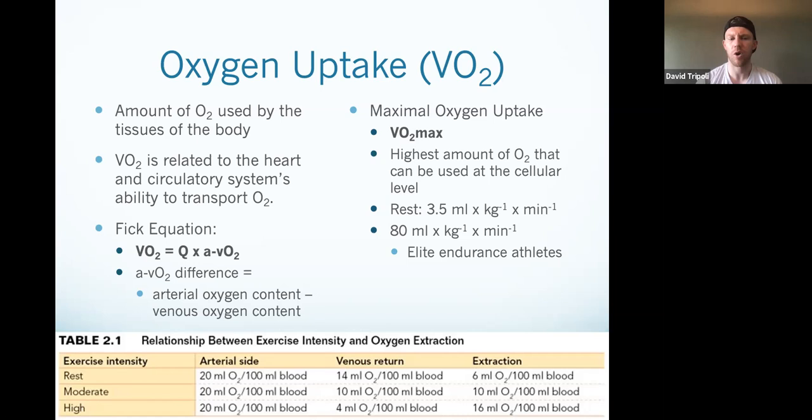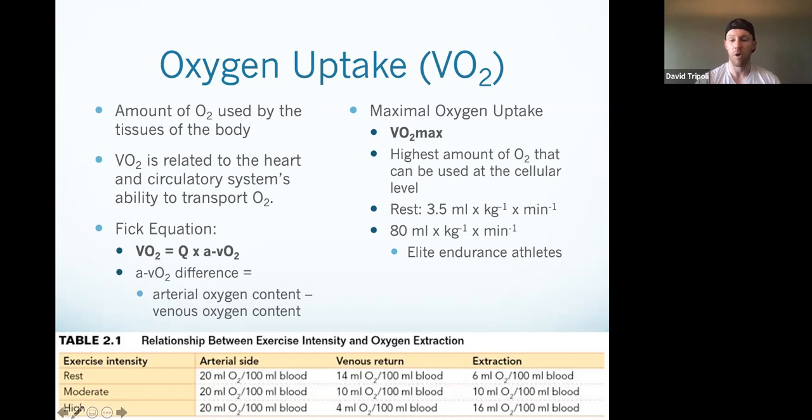What's called the Fick equation. So VO2 is equal to Q, so cardiac output, times the a-vO2 difference, that is the difference between arterial and venous oxygen content. So you have this table down here, not to confuse you too much, but let's just use high exercise intensity, for example. So on the arterial side, so our arteries are going away from the heart to the muscles, you have 20 milliliters of oxygen per 100 milliliters of blood. And when it returns, it has 4 milliliters of oxygen, right?